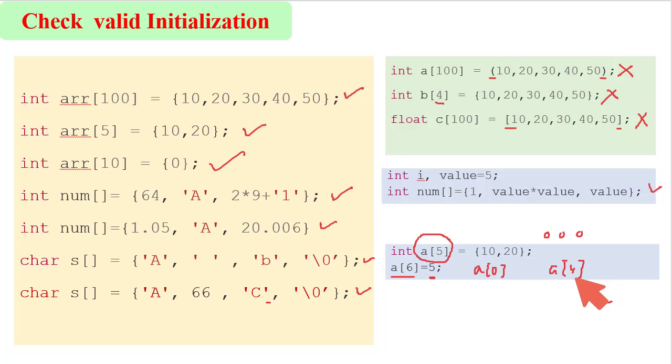This means 5 memory locations are allocated for this array. But in this case, we are trying to define the seventh element as 5. So this is not a valid expression, because there is no memory location allocated for this seventh element. If we use this instruction and run, we will get a segmentation fault error.